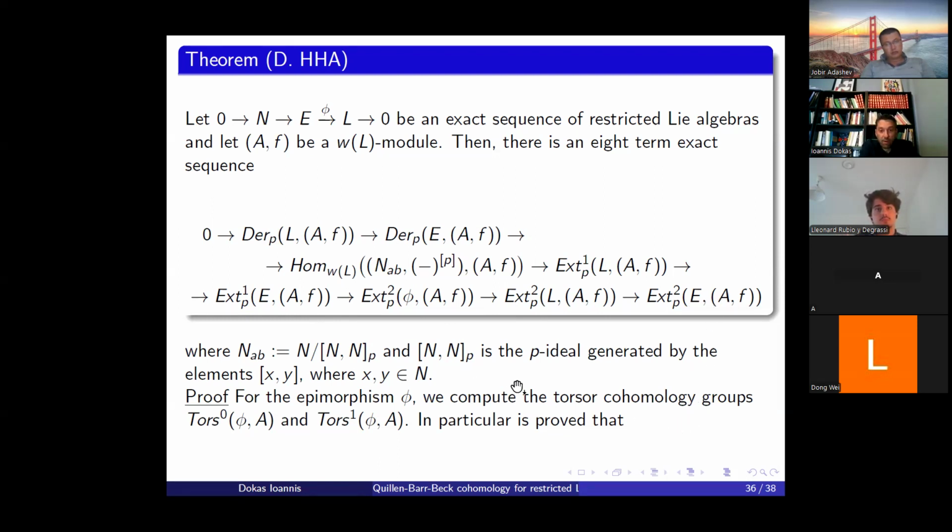As I said, for details you can see the proof, but what I have done is that if you take an epimorphism phi, then we have to give an interpretation of these groups that you see here, the 0 torsor cohomology for the epimorphism phi and the 1 torsor cohomology. These are constructions defined by Cegarra-Aznar, and in particular, we prove that the 0 torsor cohomology of the epimorphism phi is actually isomorphic to this term that we have here.